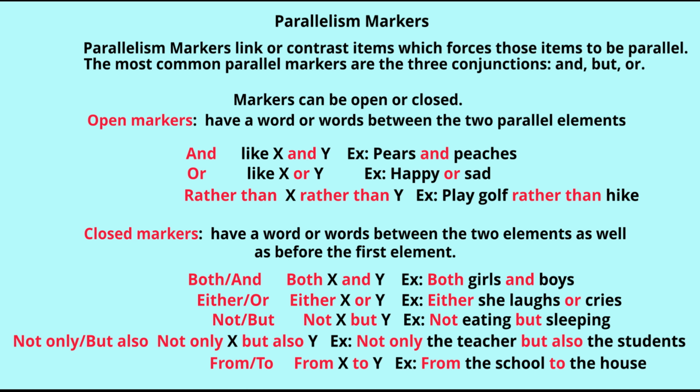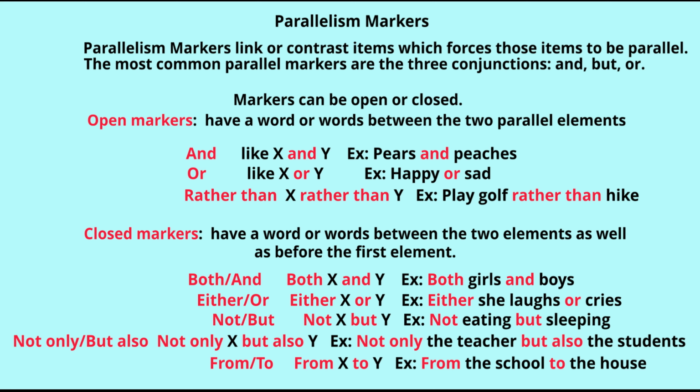They are open markers. That means they have a word or words between the two parallel elements. That means and or rather than is coming in between two elements. So what about closed markers? They have a word or words between the two elements as well as before the first element. Like using both and. We can say both X and Y. For example, both girls and boys. That means you have a word between the two elements, girls and boys, and also a word before the first element, girls, right? So both girls and boys.